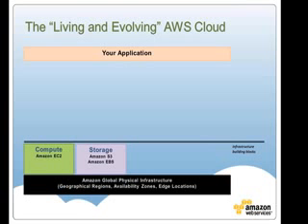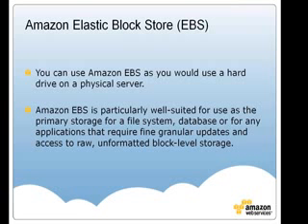So from compute, let's move along to storage. We have a couple different storage services for different types of data storage. We'll talk about 2 of those today. We'll talk about S3 and EBS, the Elastic Block Storage. So Elastic Block Storage is essentially a virtual hard drive, and you would use this just like you would use a hard drive on a physical server. You would use this as primary storage for a file system, a database, or anything that needs simply block-level storage.